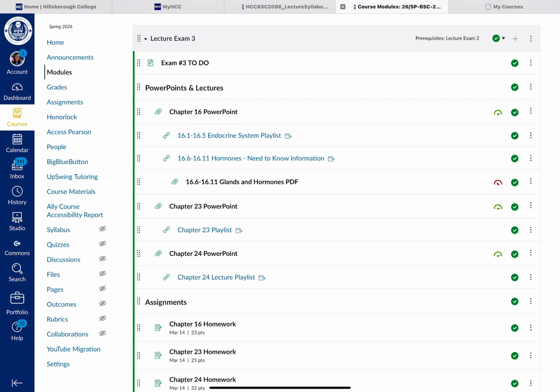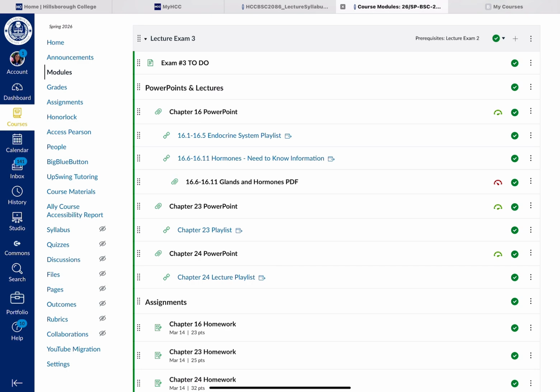You do need to know all the information that I have in my PowerPoints for sections 16.1 to 16.5. So that's that playlist here. Past 16.5 is 16.6 through 16.11.